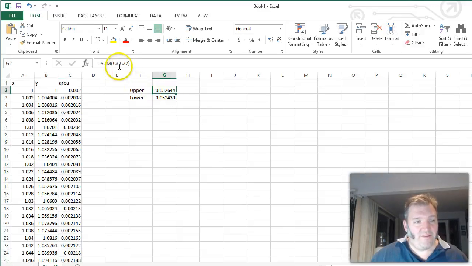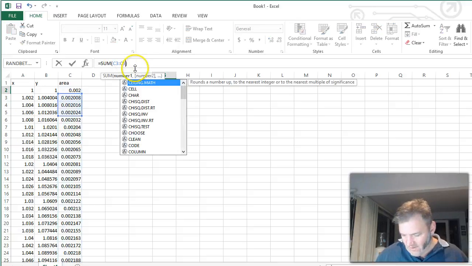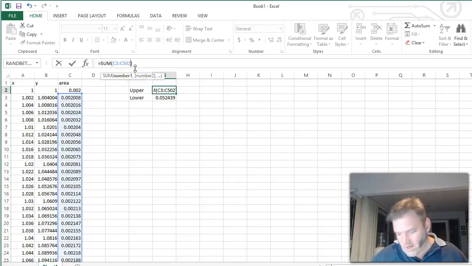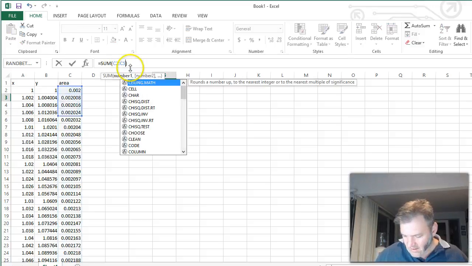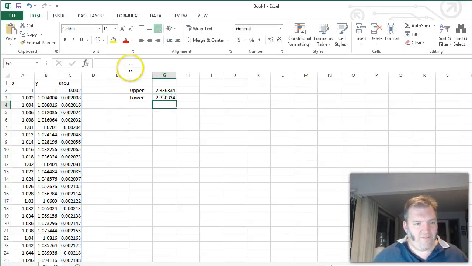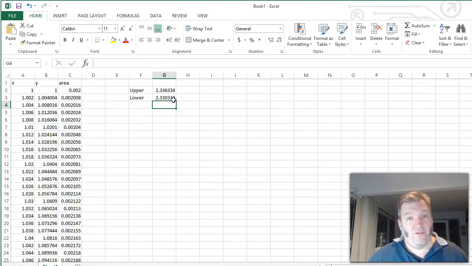But these are still out, aren't they? Because rather than being the sum from C3 to C27, we're going to make that 502. So add up all the right-hand ones up to 502. The lower one includes C2, but only goes up to C501. All the left-hand values. So you can see here, to 4 decimal places, 2.3363, 2.3303. So we've got it nailed down to roughly 2.33.